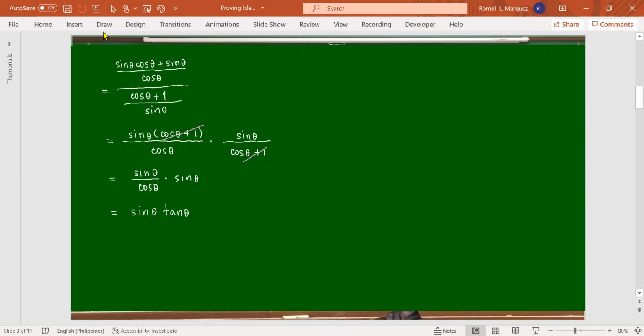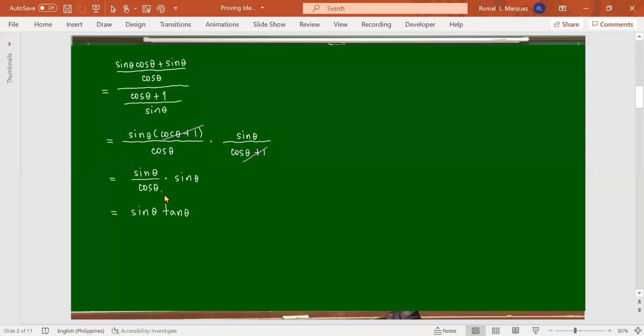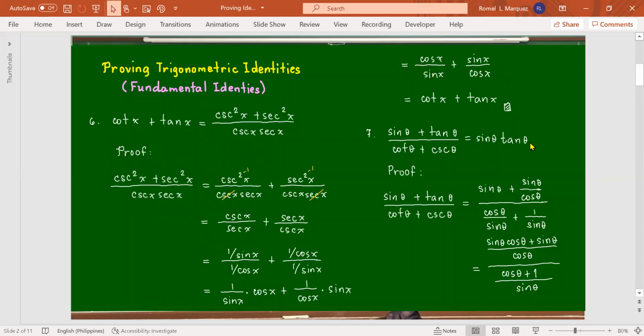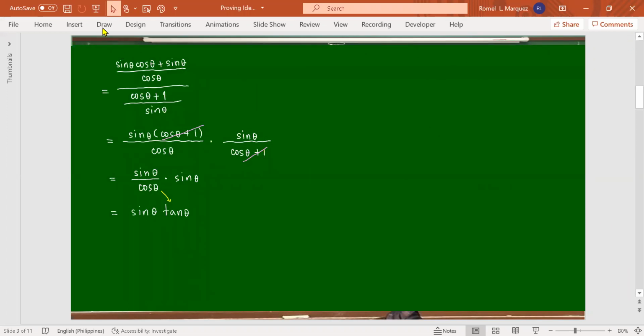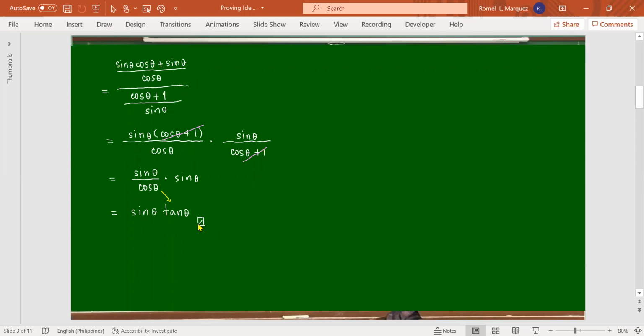Again, this is tangent theta, that sine over cosine. Okay? Then times sine theta. And that's what we want. So let's check. So that's it. So we're done. So we have proven that the given is really an identity. Okay? Now, by the way, this rectangle or this square here means that the proof has ended. Let's have number 8.